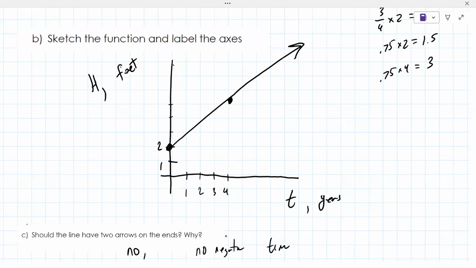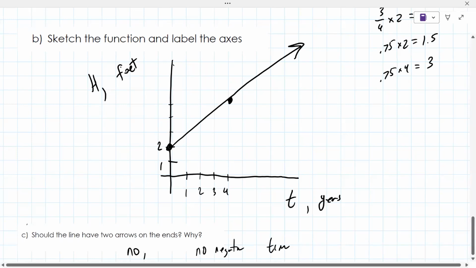So now I'd like to go over the homework. Let me put the homework in the chat. I'll tell you the question.